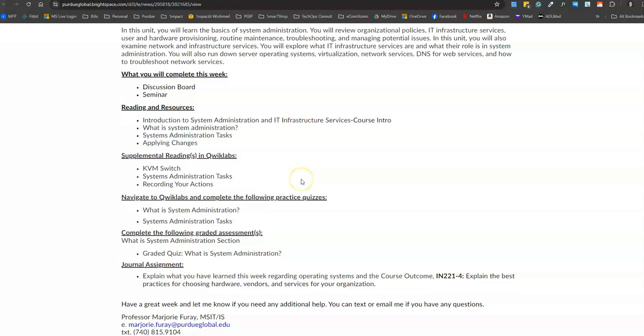Navigate to Quick Labs and complete the following practice quizzes: what is system administration and system administration tasks. And then of course you have a graded assessment, the graded quiz itself. You do have a journal assignment this week, and that will be explaining the best practices for choosing hardware vendors and services for your organization. And this information, I believe, can be found in Unit 4.